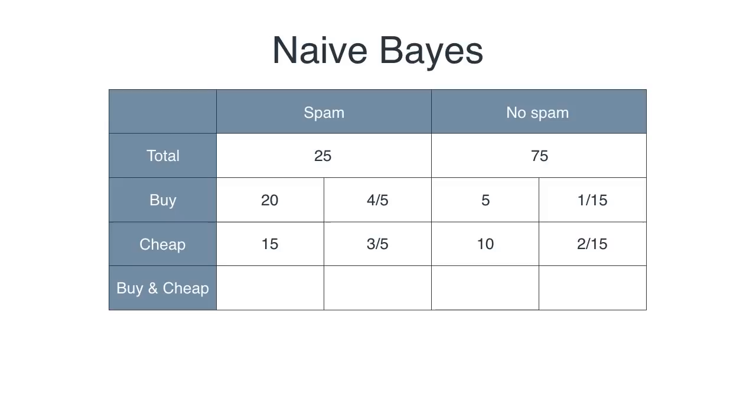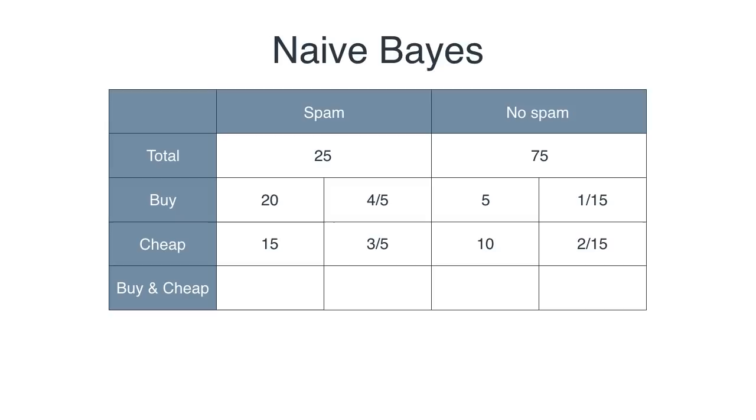Now we would love to fill in the last row with data, the words buy and cheap. But unfortunately, our data set is not big enough to actually handle an event that is so sparse, like the words buy and cheap appearing. And you can imagine if there were more words, it would be even harder. So we have to cook up this row from the previous ones.